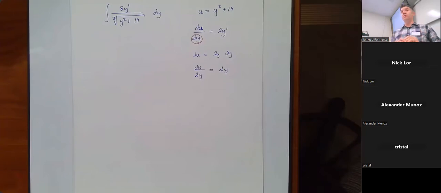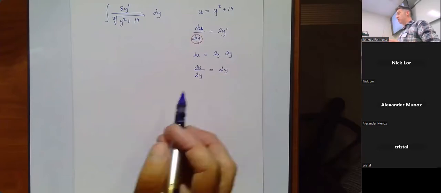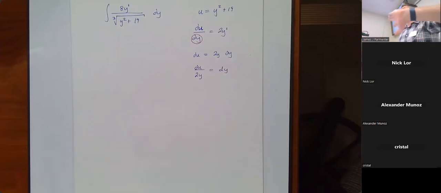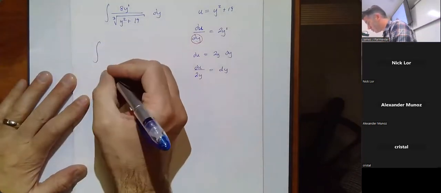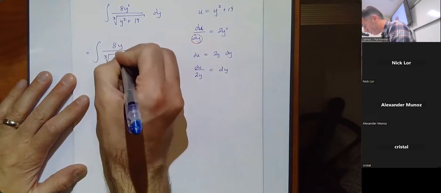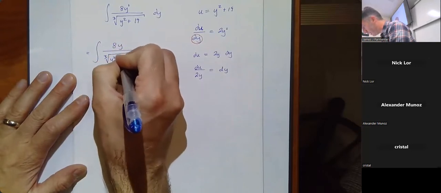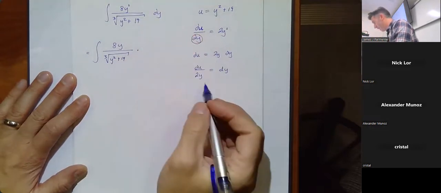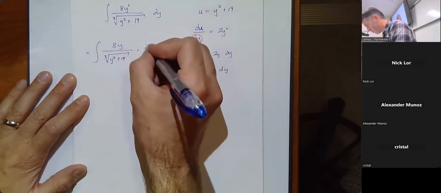If I'm doing a U-substitution in this particular way, I want you all really to only replace the dy with what it's equal to in this first step. I know we could do more, but I want you to be safe. So I'm going to rewrite this as just still 8y over the cube root of y squared plus 19 times, instead of dy, du over 2y.